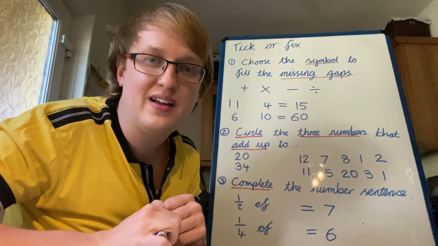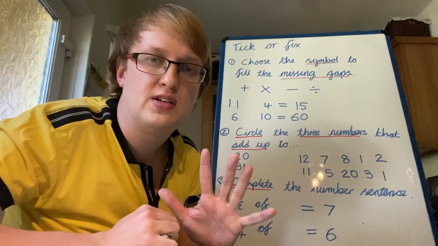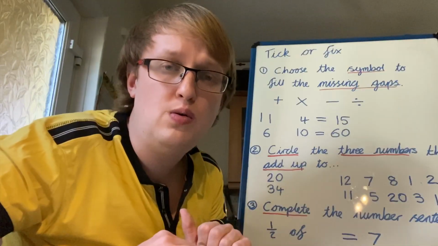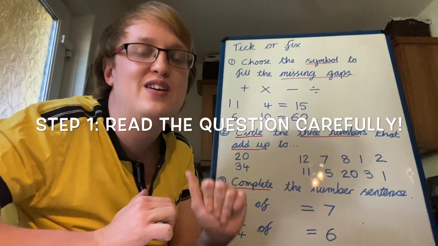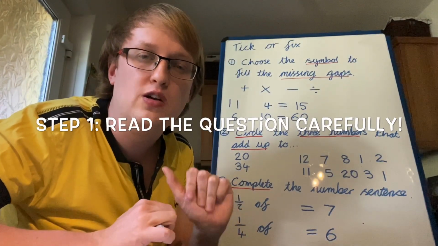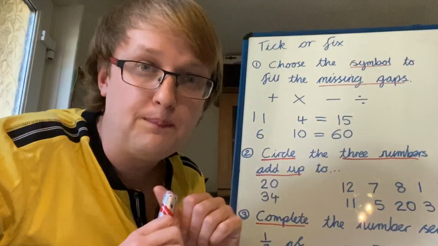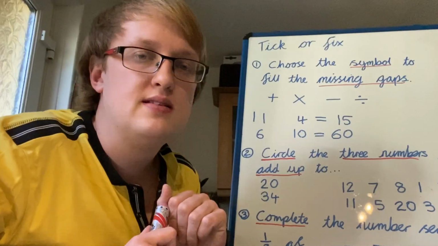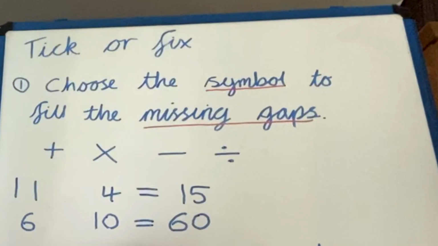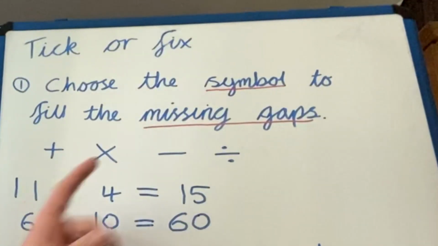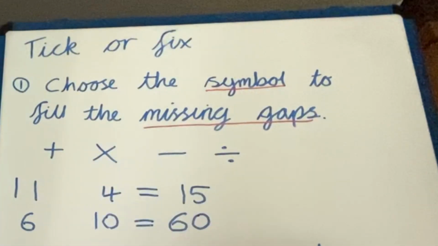Right, it's time to get going. It's time to get started, and we're going to use those 5 steps in our strategies as well. The first step is always to read that question so carefully. I cannot insist enough. You need to make sure you read that question carefully, looking out for any keywords, and maybe you need to underline anything like I've been doing, and let's have a go. So the first question then is, choose the symbol to fill the missing gaps. So we've got add, multiply, a subtraction sign, and a division sign.